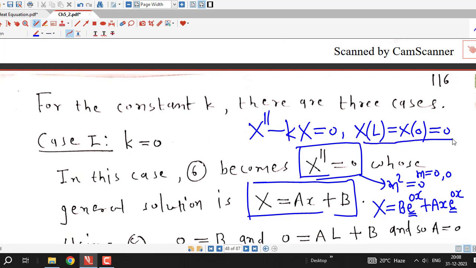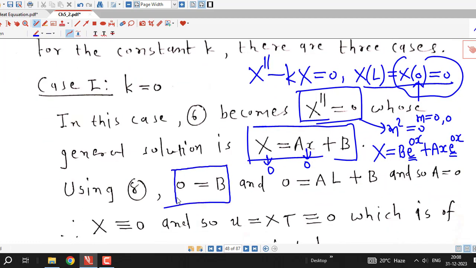Now we can use these two conditions. Suppose I use this condition, X of 0 equal to 0. That means when small x is 0, capital X is also 0. So if I take x equal to 0, I will have b equal to 0. For the second condition, I have to take small x equal to capital L, capital X equal to 0. So I have a into L plus b, but b is 0, therefore a is also 0.